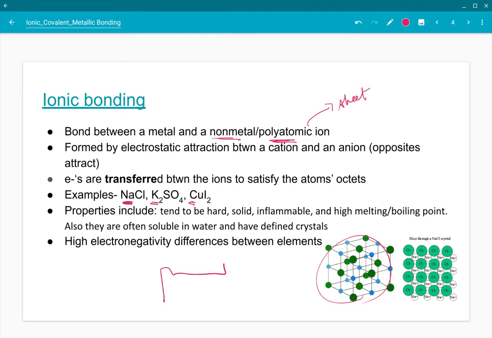If you think about that, here's the periodic table. If I have a metal over here bonded to a nonmetal over here, and we know electronegativity increases in this direction, that is a very big difference between those two values.